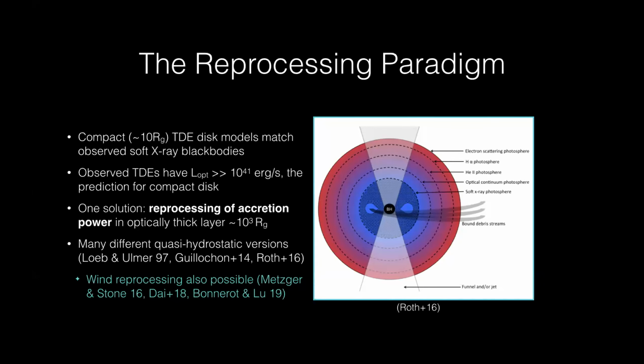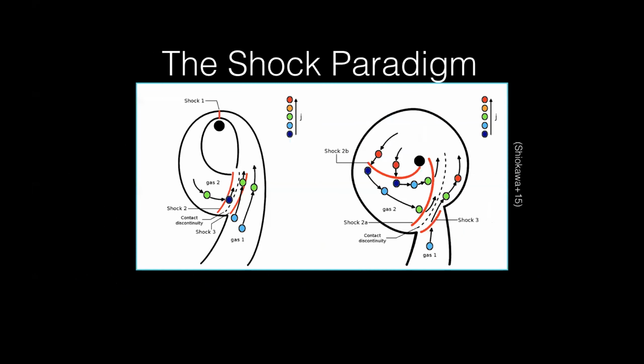One idea is that we do have some sort of central engine, an efficiently circularized accretion disk, but this central engine is enshrouded by a large-scale reprocessing layer. So the accretion disk extends out to maybe 10 Schwarzschild radii, but the reprocessing layer sits out at about 1,000 Schwarzschild radii. And this can be a bound quasi-hydrostatic layer of poorly circularized debris, or it can be an outflowing wind that is launched from the disk. There are a couple of varieties of this model.